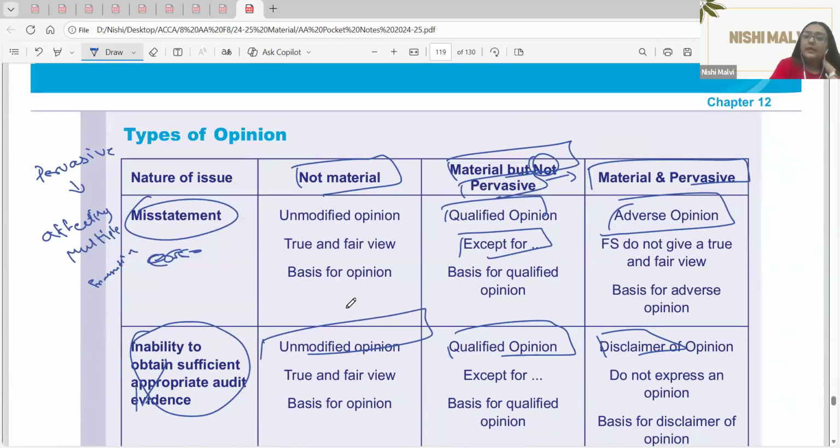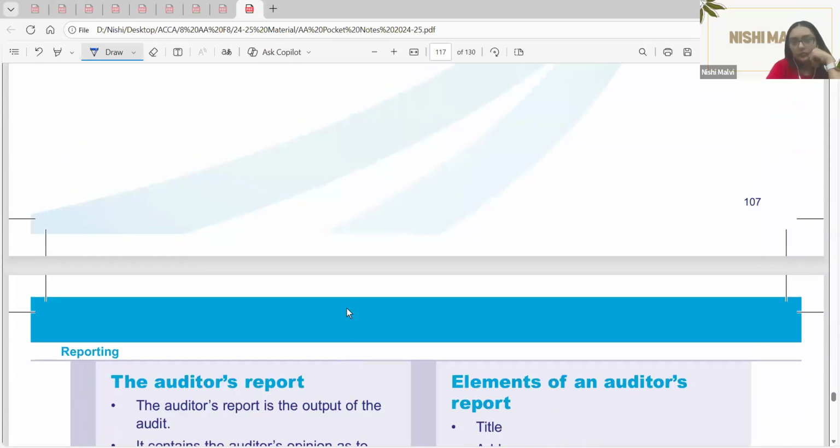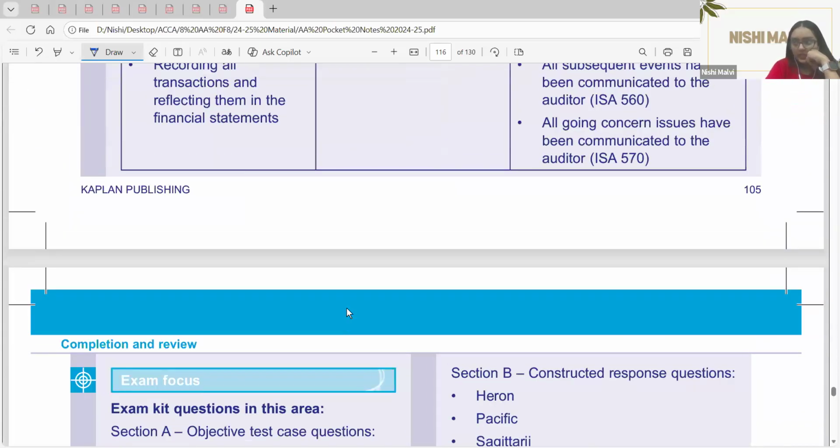See, the financial statements do not give a true and fair view. Here, they will not express any opinion. In an unmodified report, the financial statements give a true and fair view as audited for the year ended XYZ. Here, they'll not use the word audited. Instead, they'll say that they were engaged to audit, and then they'll issue the disclaimer opinion. Wordings also matter, because in a legal case it matters. Understood?